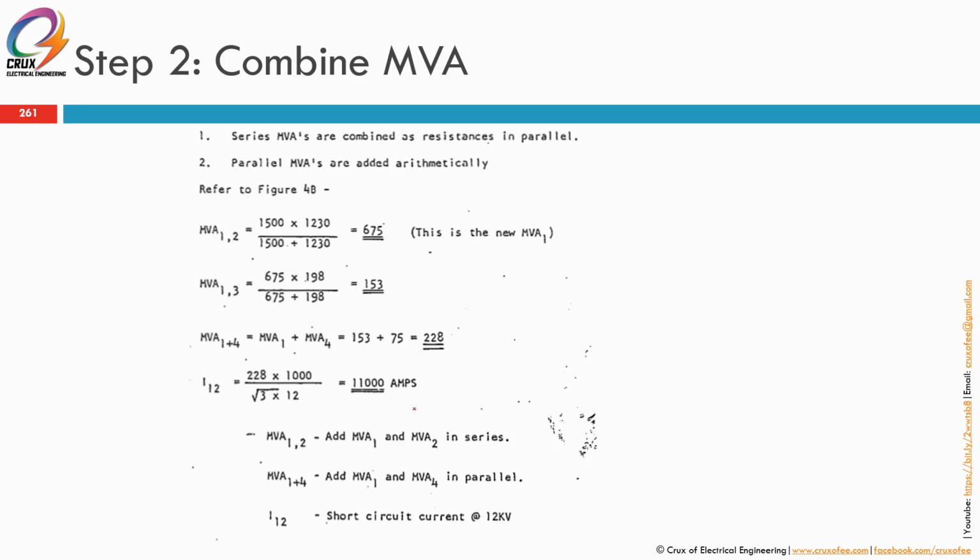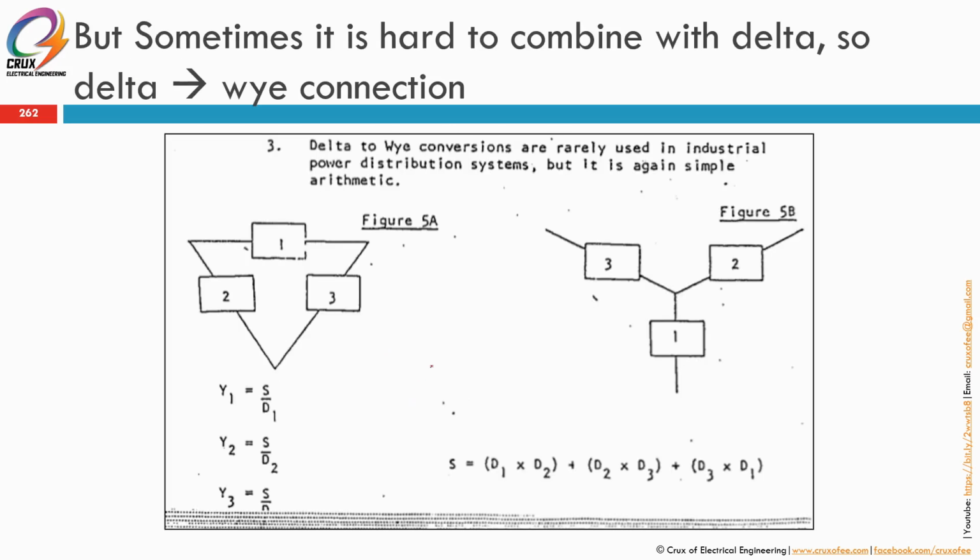Alright, so that is pretty much the steps. But sometimes it is hard to combine with a delta, so delta to Y connection. If you have an interconnecting ring circuit or 3 substations, you want to add up between these 3 substations. This kind of configuration is a little bit hard for you to do, whether it's parallel or in series. So you cannot do the calculation for this one. You need to convert this connection from delta to star. So this is the formula.